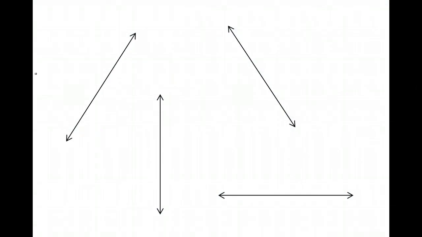Let's just look at a couple generalizations here. If your line goes up and to the right, the slope is positive. If it goes down and to the right, it's negative. If it's vertical, as we've seen before, the slope is undefined. If it's horizontal, the slope is 0.